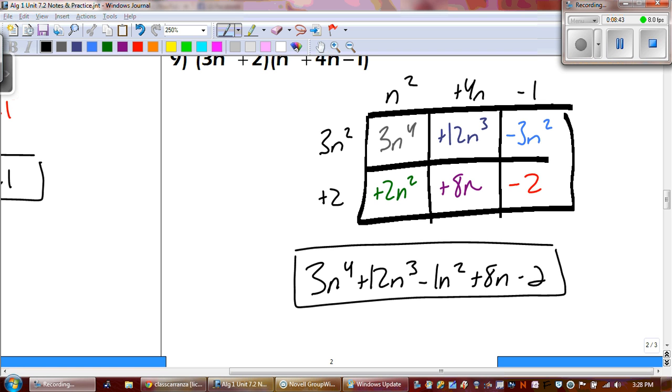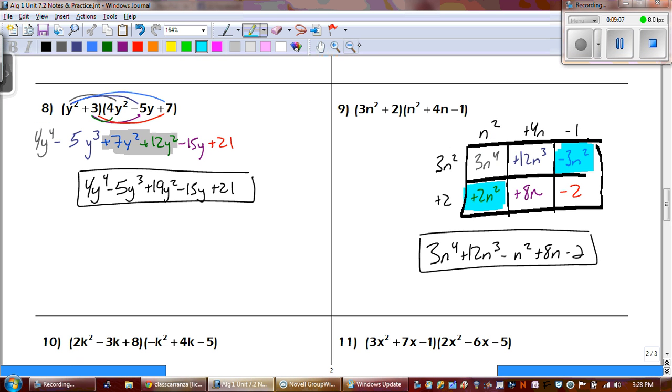Okay, and there's your final answer. 3n to the 4th plus 12n cubed minus 1n squared plus 8n minus 2. And remember, you do not have to have that 1 in front of the n. So in that example, the only thing that were like terms was my 2n squared and my negative 3n squared. Okay?